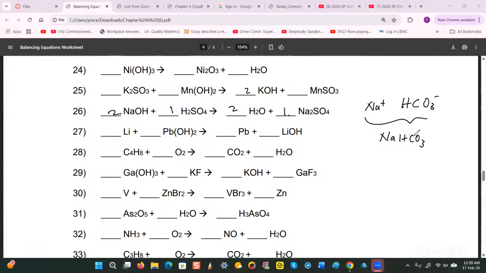And then the hydrogen sulfate, so it's HSO4, right? It's H2SO4, because sulfate has a 2 minus charge. So H2SO4.